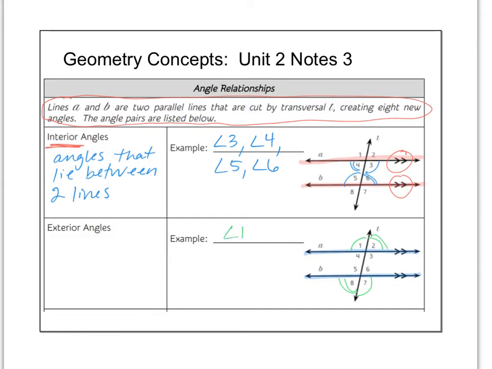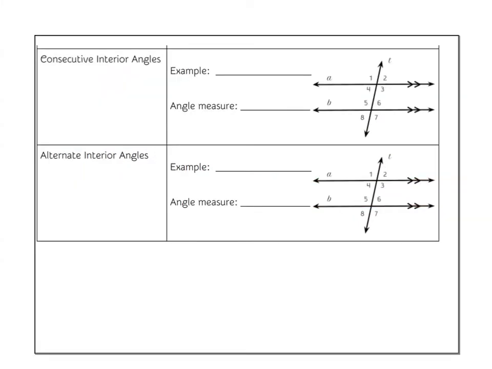So angle 1 is an exterior angle. Angle 2 is an exterior angle. Angle 7 and angle 8 are all exterior angles. And these are angles that lie outside of two lines. So now we know what interior angles are and exterior angles. Let's get more specific. So this next example is an example of consecutive interior angles.